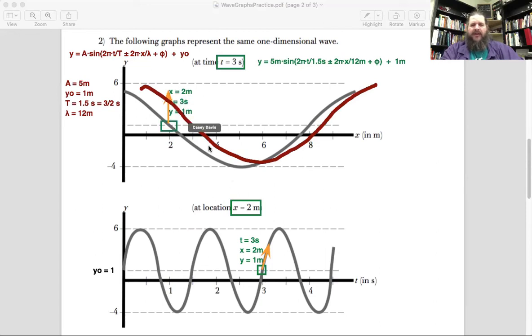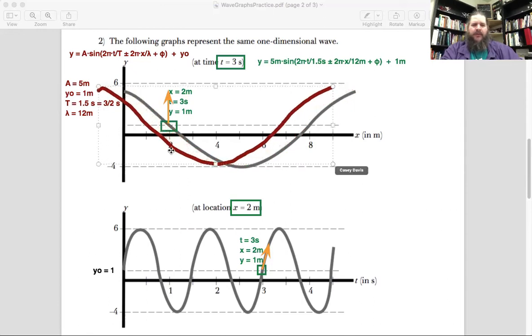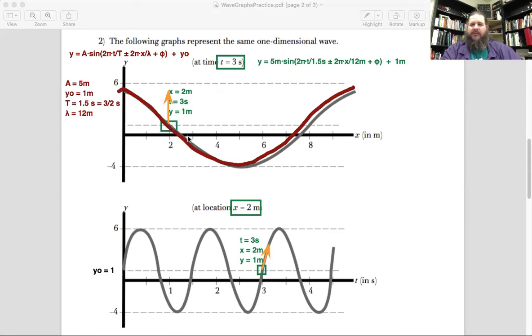So we know that this wave must be on its way to the right, because if it was moving to the left instead, moving to the left would mean that this point would have to move down to match. And that doesn't make sense. We want this point to move up instead. So that tells us this wave must be moving to the right.